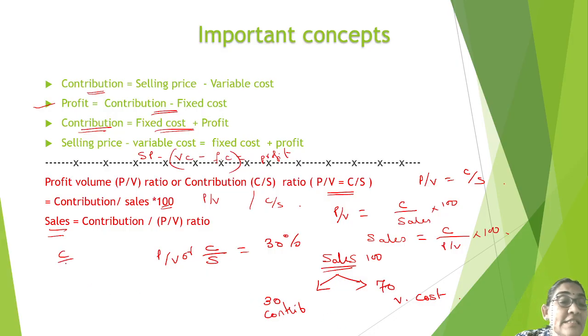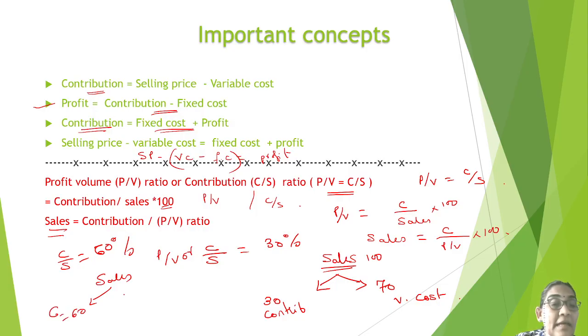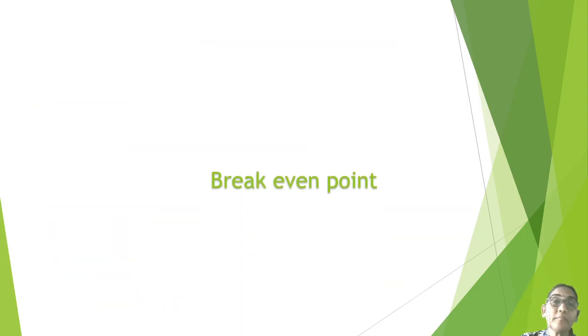If your CS ratio is 60%, that means from the sales, contribution is 60 and variable cost is 40. Please understand these concepts, or remember these concepts. It will help you later when you do management accounting.